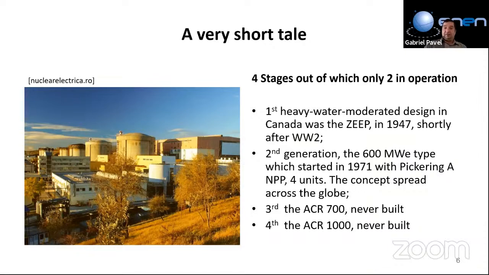These two generations were followed by other generations. The third one would have been the 900 megawatts, which is not on the market, and the fourth one being the advanced CANDU reactor, ACR-700 and ACR-1000. These kinds of units were never built up to now.